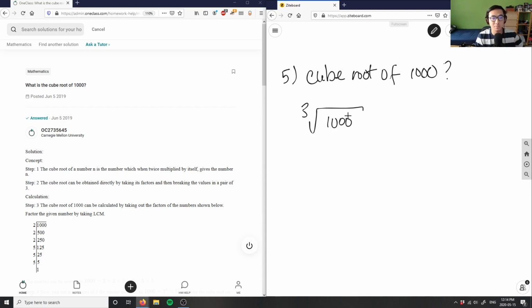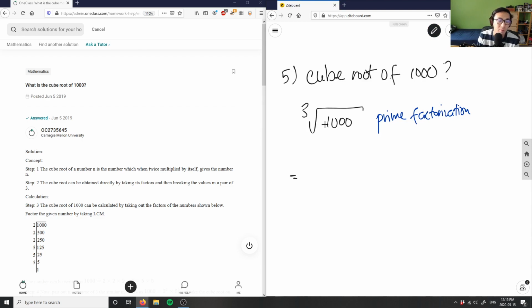In order for us to do this problem, we can do a prime factorization of 1,000. So how do we do this? We're going to take this 1,000 number and keep dividing it by a prime factor. So we're going to use this concept of prime factorization.